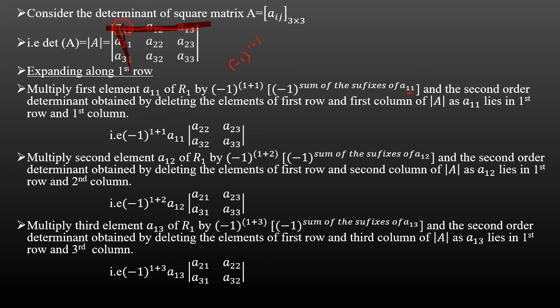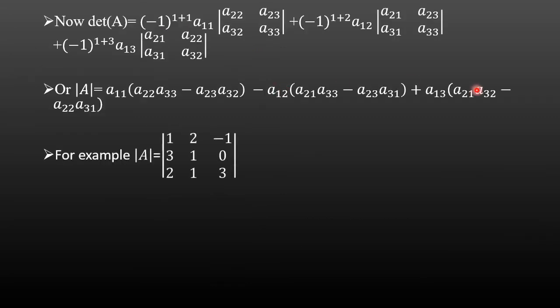Now for finding the value of the determinant, you have to add all these three things. Keep in mind, students, that (-1) raised to 1 plus 1 is (-1) to the power 2, an even power, so it will be positive. (-1) raised to 3 is an odd power, so negative. And (-1) raised to 4 is an even power, again positive.